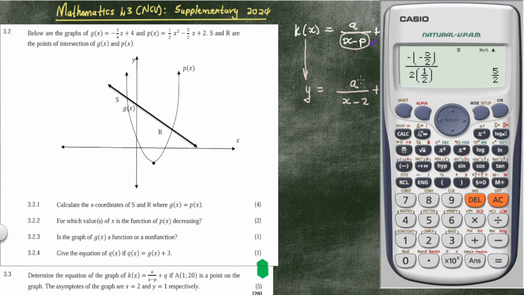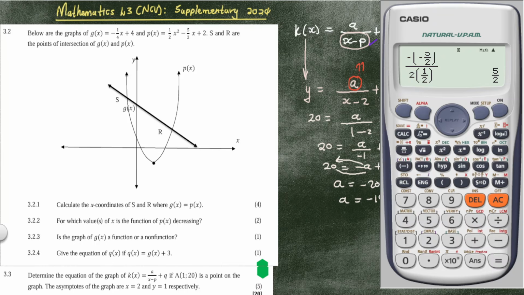Now I'm only left with one part of the equation. What is a? In order to calculate a, I'm going to substitute the coordinate A into this equation. y is 20, a over x, that's 1 minus 2, plus 1. 20 is equal to a over 1 minus 2, that's minus 1, plus 1. 20 is equal to minus a plus 1. We transpose a, it becomes positive. We transpose the 20, it becomes minus 20 plus 1. a is now equal to minus 19.